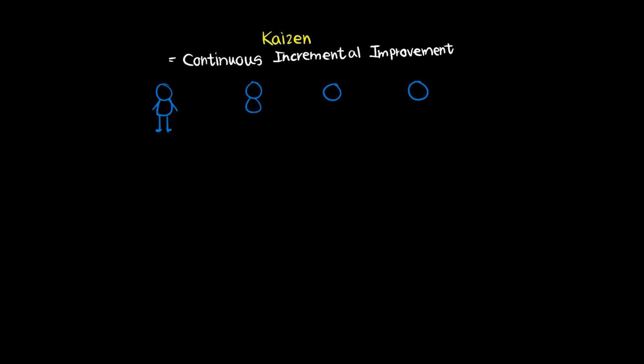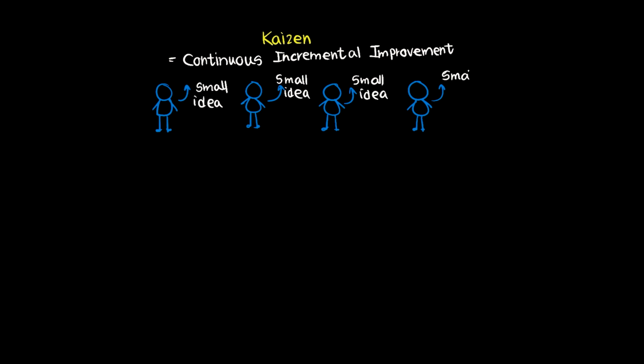Kaizen is the philosophy of continuous incremental improvement, and this question nails the concept perfectly. A food processing plant asks every single employee, line workers, supervisors, everyone, to submit small daily improvement suggestions. The belief is that many small changes over time add up to massive gains. That is Kaizen. It is not about one big dramatic overhaul. It is about a culture where everyone contributes small ideas every single day.